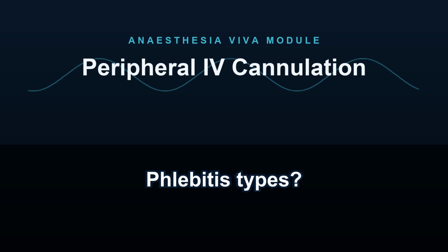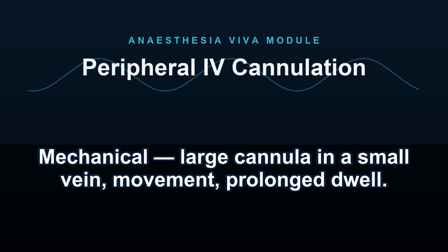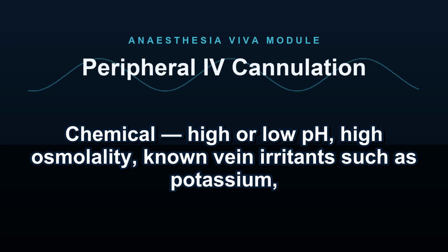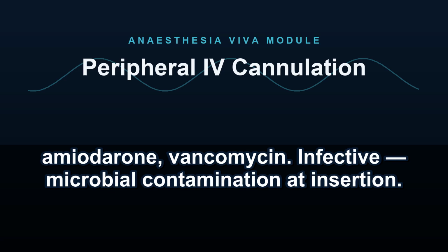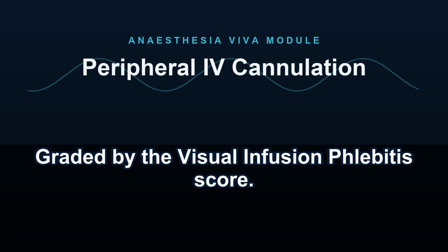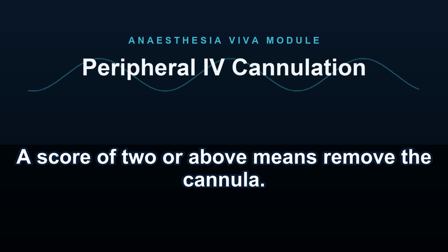Phlebitis types. 3. Mechanical: large cannula in a small vein, movement, prolonged dwell. Chemical: high or low pH, high osmolality, known vein irritants such as potassium, amiodarone, vancomycin. Infective: microbial contamination at insertion. Graded by the visual infusion phlebitis score. A score of 2 or above means remove the cannula.